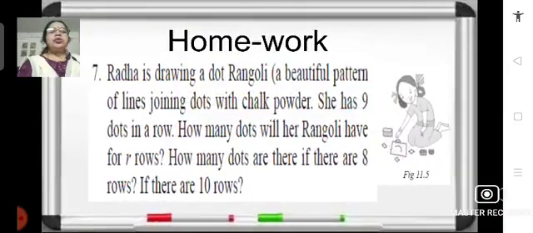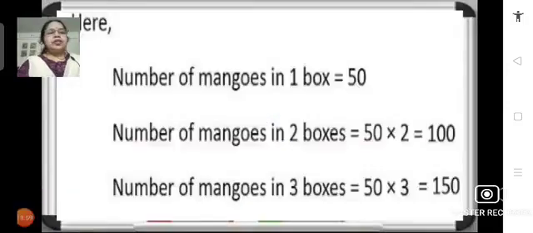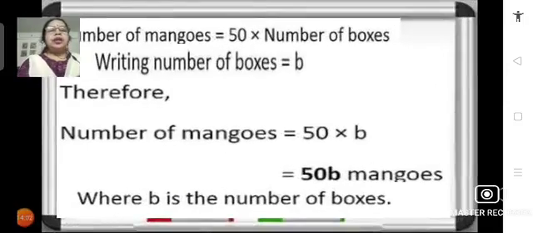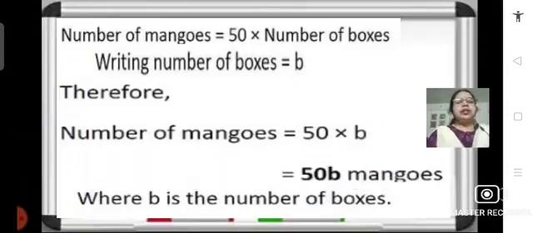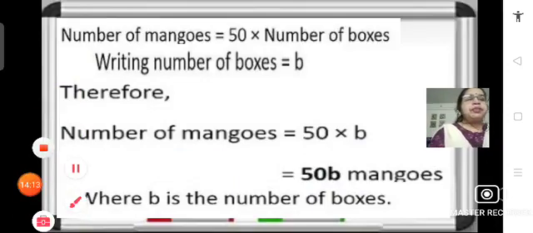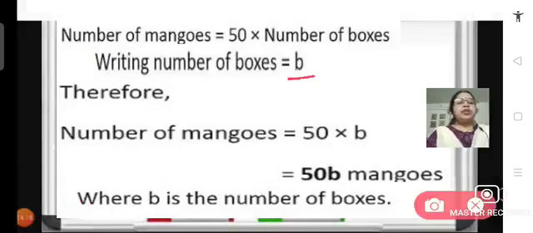So what is the general rule for this? Let us see. The number of mangoes will be equal to 50 into the number of boxes, 50 multiplied by the number of boxes, and we have taken the number of boxes as B. So the general rule is 50 multiplied by B. The number of mangoes will be 50B, and B stands for the number of boxes. The number of boxes multiplied by 50 will give the number of mangoes.